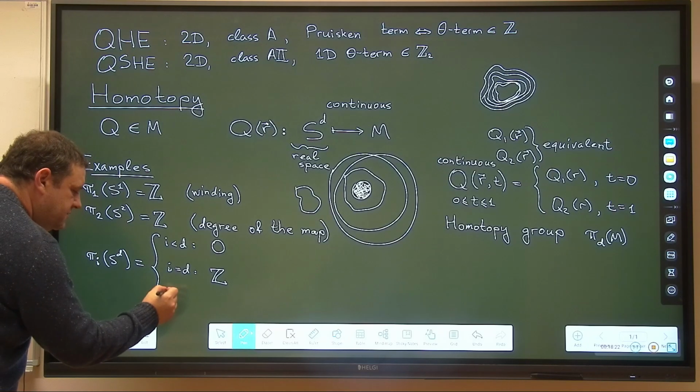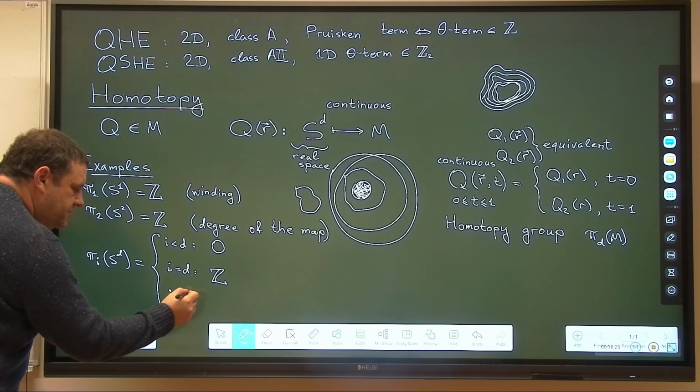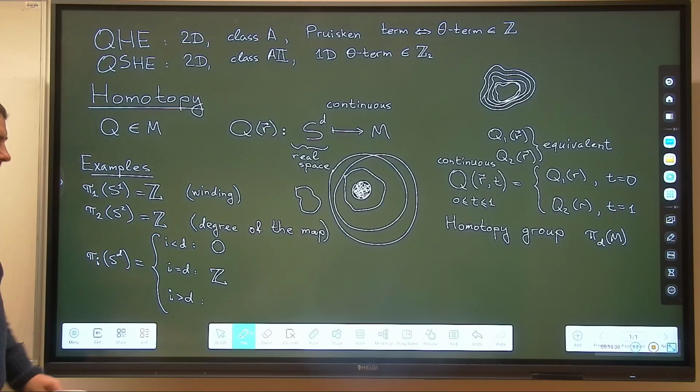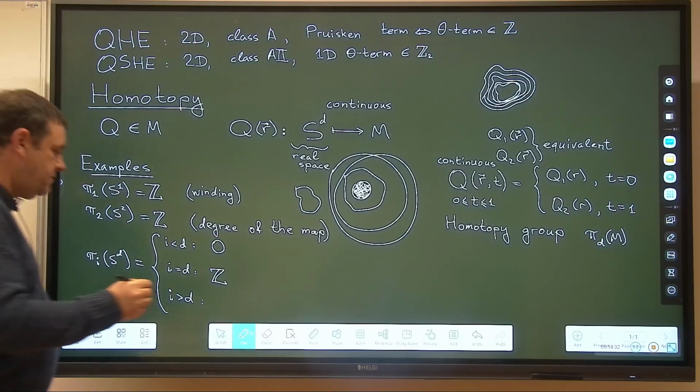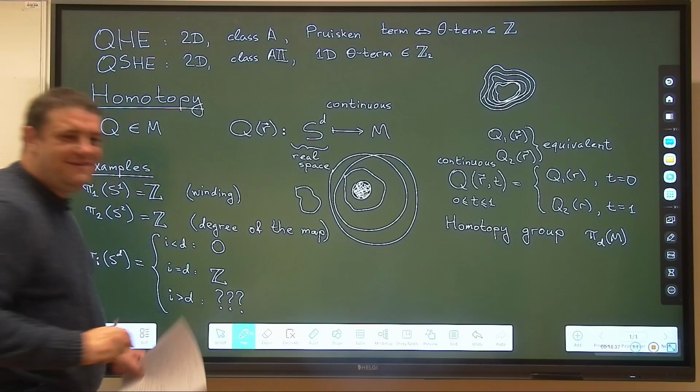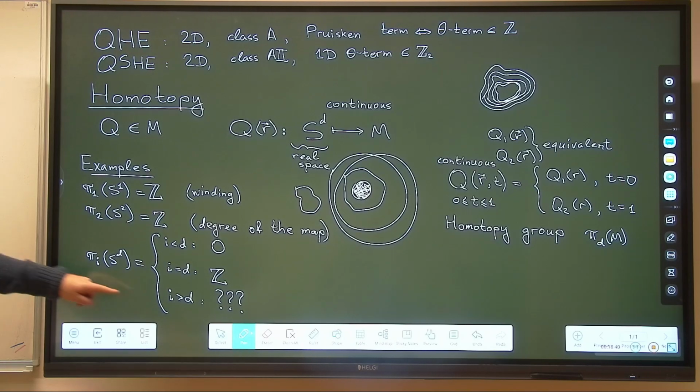And finally, there is an interesting case, I larger than D, when you map a larger sphere onto a smaller sphere. And this is the most interesting. The answer is unknown. I mean, this problem is solved for various values of I and D, but there is no general formula. This is a very complicated mathematical problem which is unsolved until now, and the simplest example is when you map the 3-dimensional sphere onto the 2-dimensional sphere, 3 on 2.